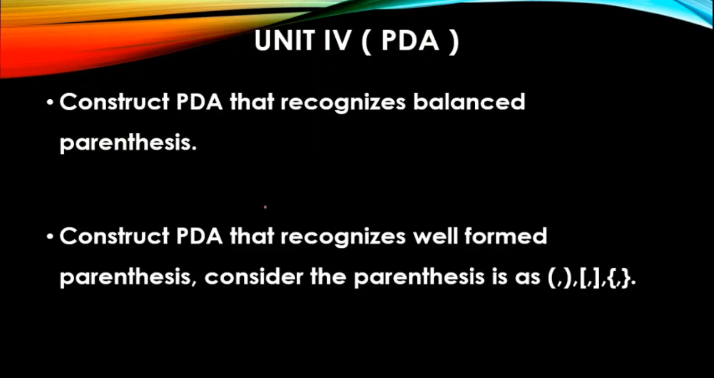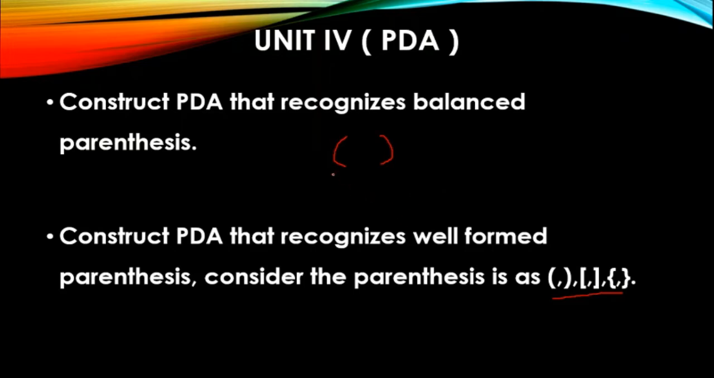And here is one more example: construct a PDA which also recognizes balanced or well-formed parentheses. But here the parentheses are considered as normal open and closed parentheses, square braces and curly braces. These three types of parentheses can be allowed, but in the first one we consider only open parentheses and then closed parentheses. In the second one we consider all of these. This is the only variation.